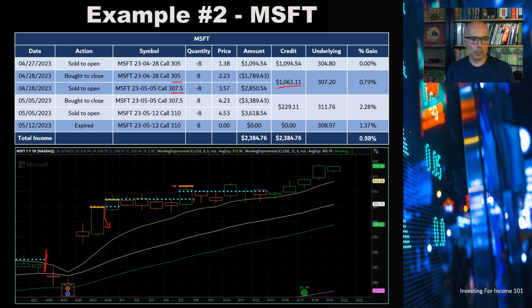So I rolled it. This was the time when I rolled it. It wasn't very good time, so I didn't get as much money on the roll, but I still was able to get some positive income or positive credit to my account, right? And I rolled it from 307.5 to 310 to another expiration. So 1 week later, slightly higher strike price, and then finally here, Microsoft closed below the strike price, so I got to keep all the premium and I got to keep all the shares.